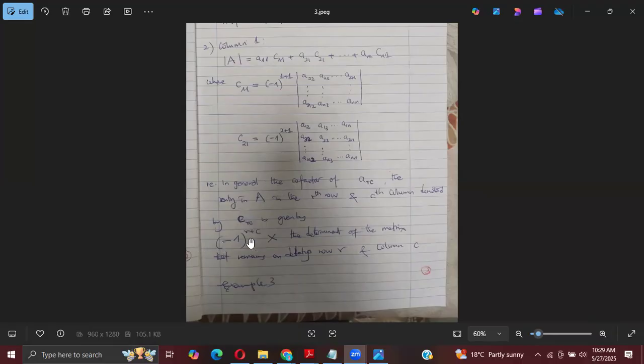So it's minus 1 raised to power R plus C times the determinant of the matrix that remains on deleting the row R and the column C. That's basically what we have been doing. All right. So let's look at an example now.